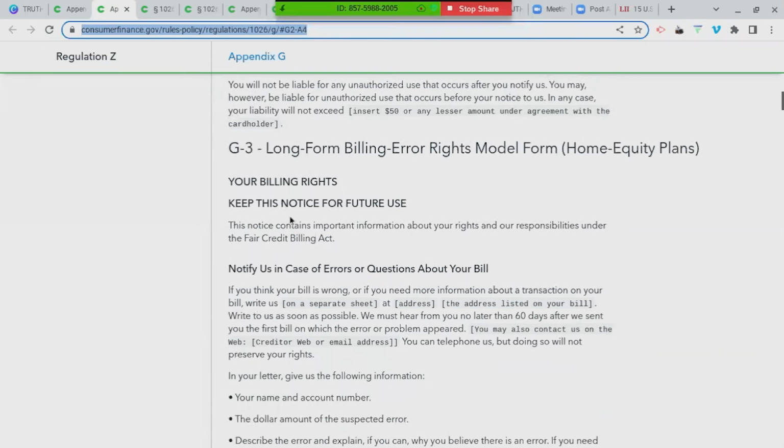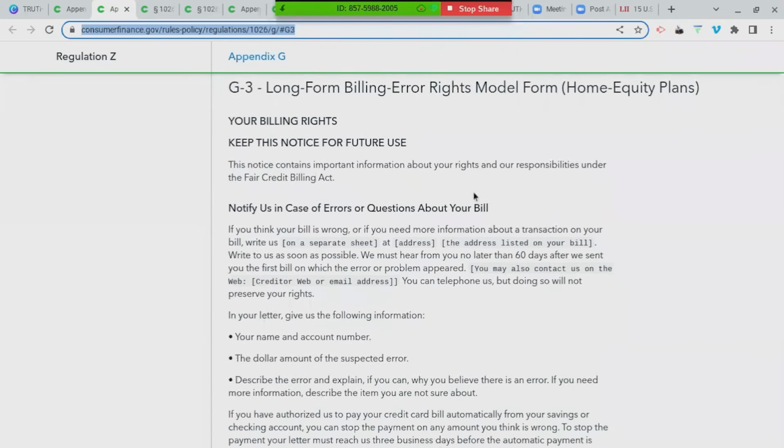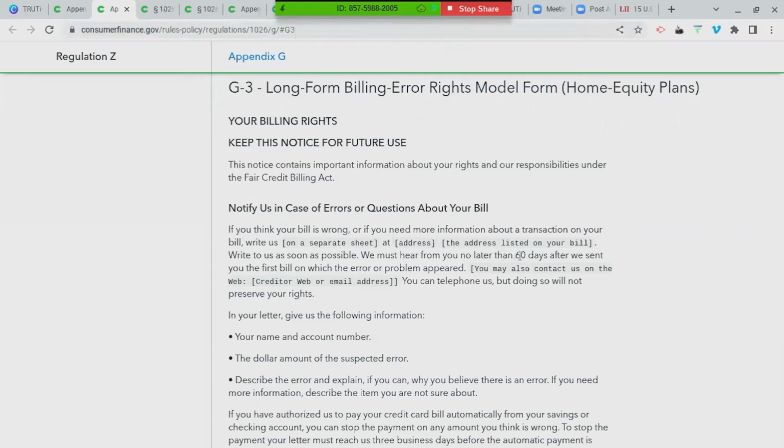Okay, so here it is, the long form billing error rights model form. This is the form that, if you're raising your billing error disputes, they normally want you to be sending them in. So if you think your bill is wrong and you need more information about your transaction, write us. They should be providing you with the billing error resolution address. Then you're supposed to be hearing from them within 60 days, but the law gives them 30 days to acknowledge you or to correct it, and that's by law, right?